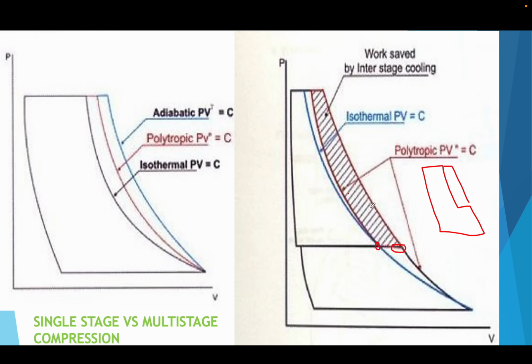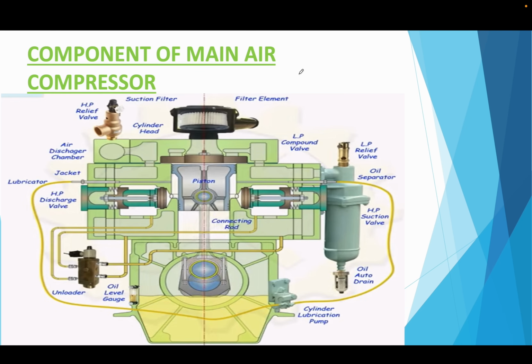Why? Because you are able to do the intercooling, which causes a reduction in the air volume, and hence increases the efficiency of the compressor, because it increases the volumetric efficiency, which causes the amount of energy used to be less. Now let us try to understand from this cycle.